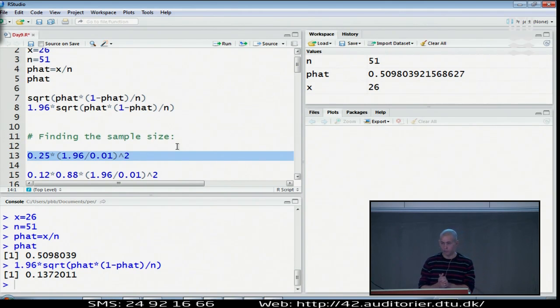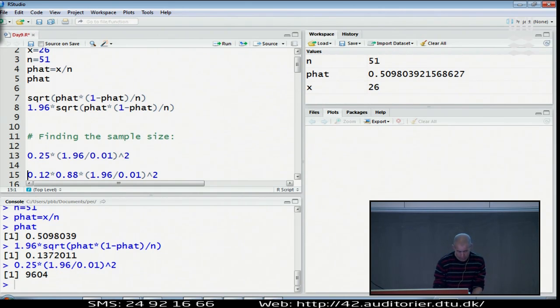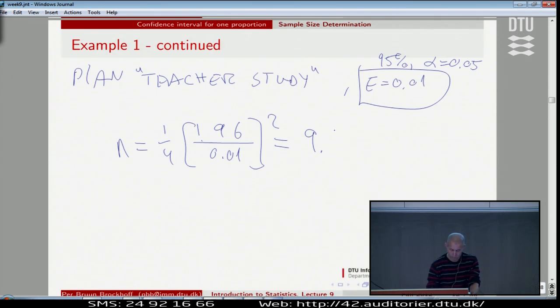Oh, I prepared this number already here. 1/4 times 1.96 divided by 0.01, squared. Let's see what the number is. 9,604. This is actually a nice number for you to remember for the rest of your life. Let's say 10,000.